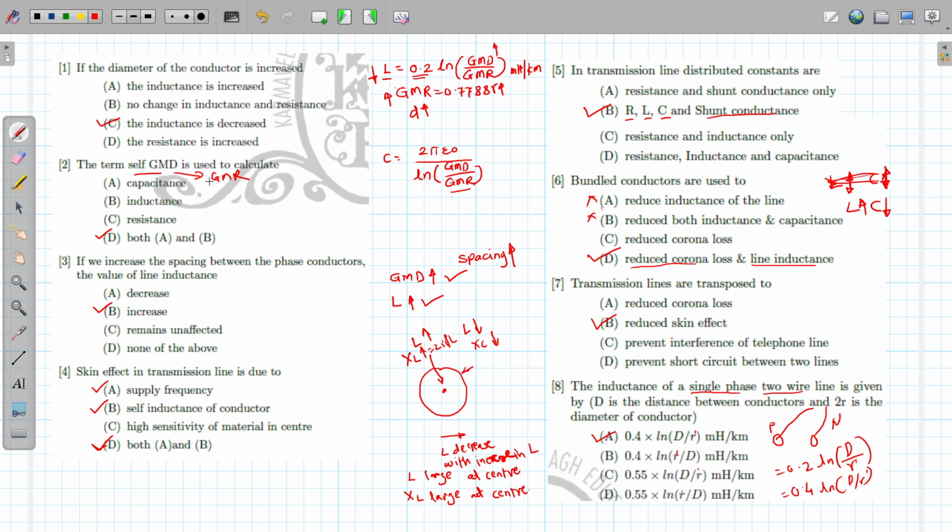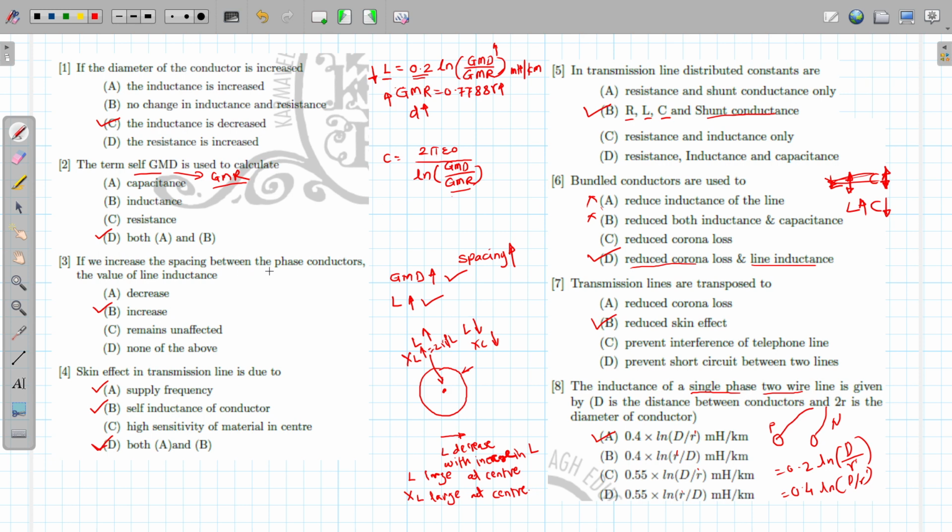The term self GMD, or it is also called GMR, geometric mean radius, is used in the formula of the inductance as well as in the formula of the capacitance. Capacitance is 2 pi epsilon 0 upon ln GMD upon GMR. So it is used in both. So both A and B.